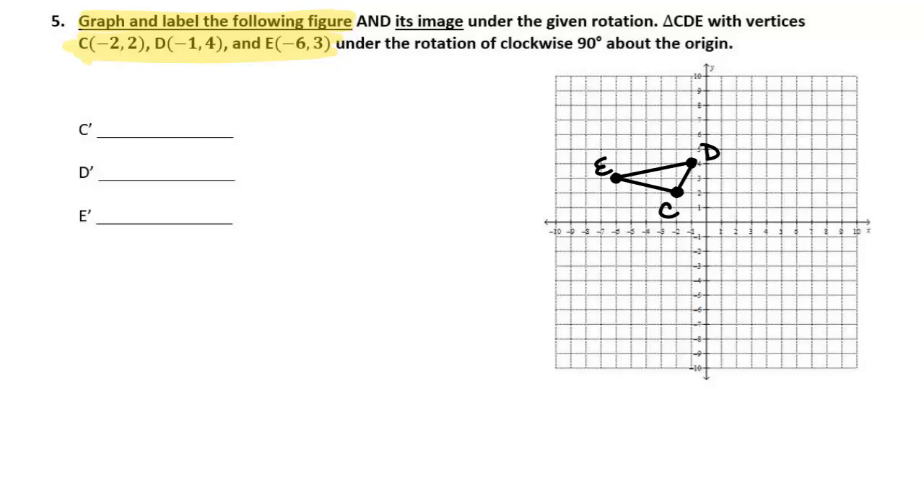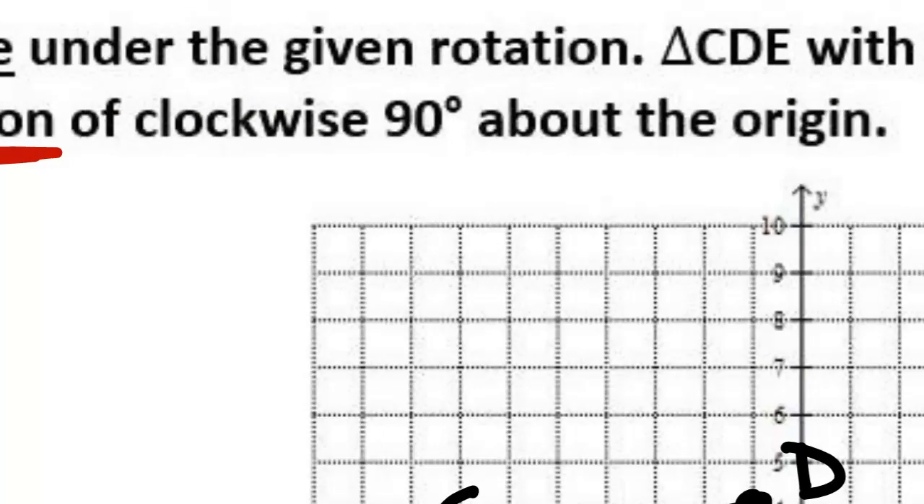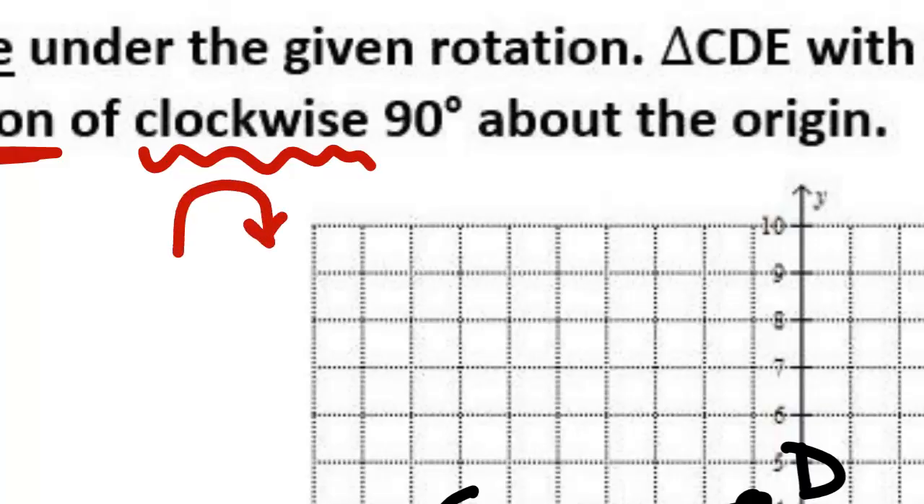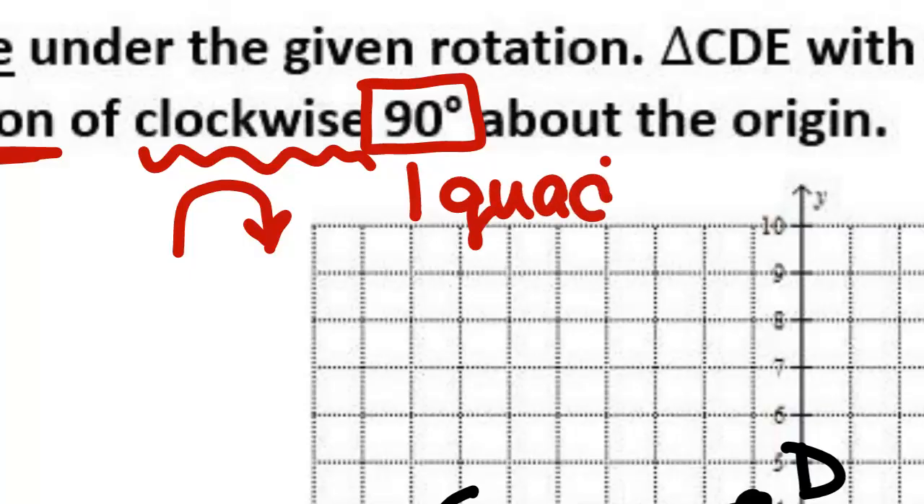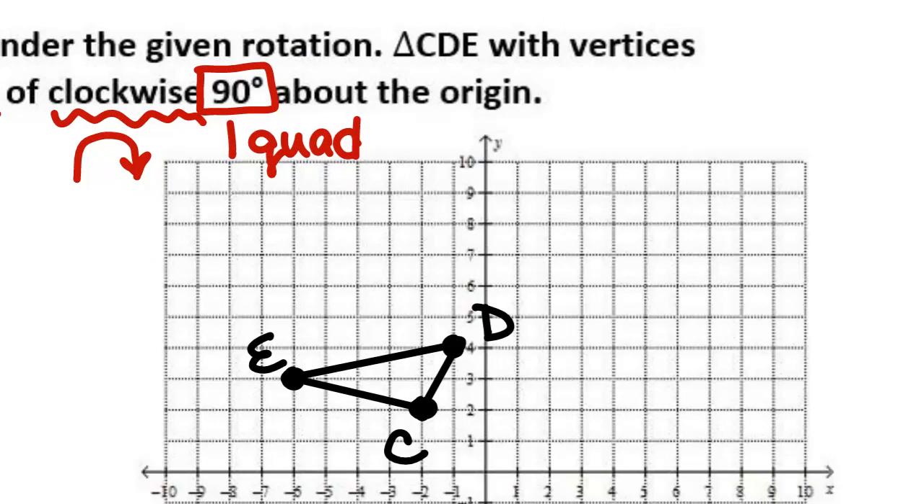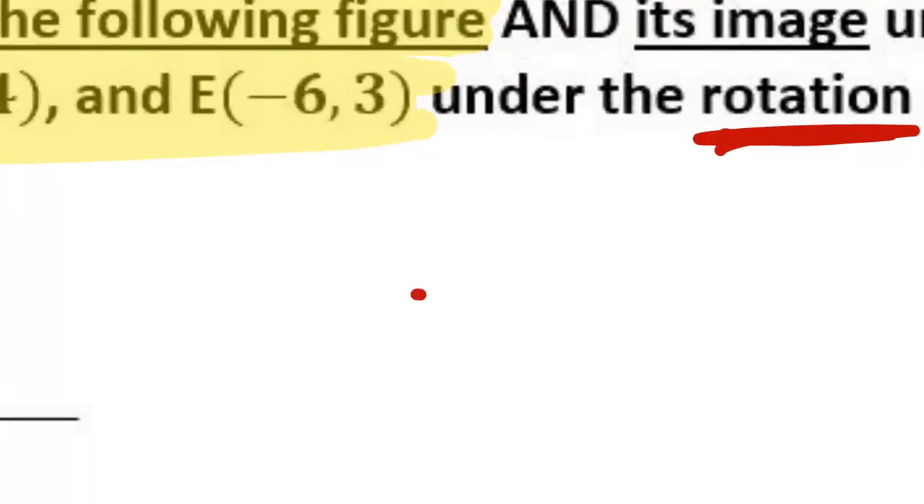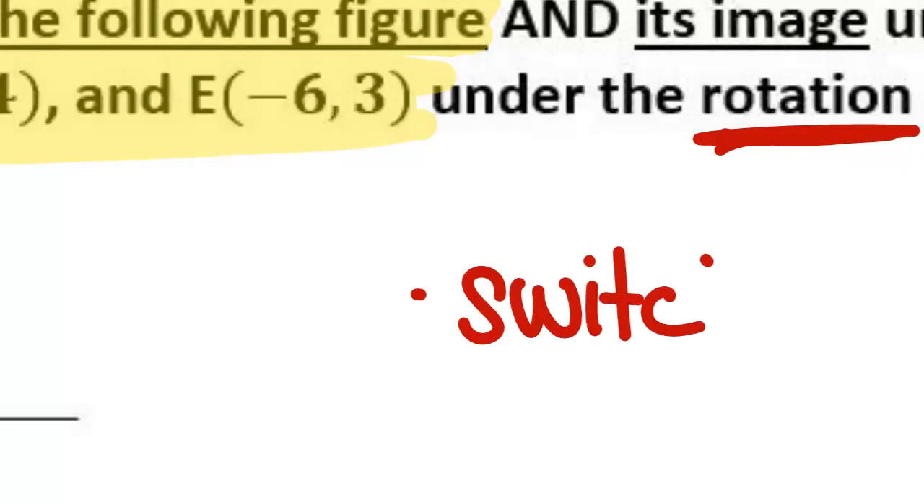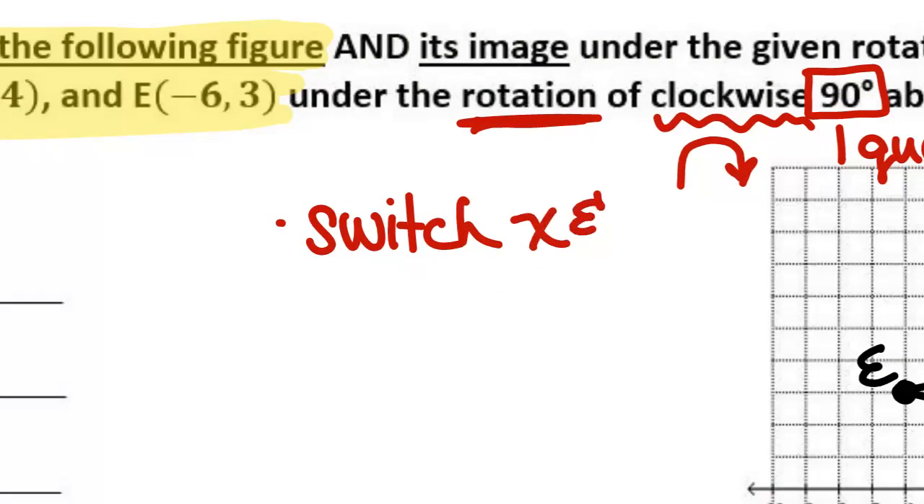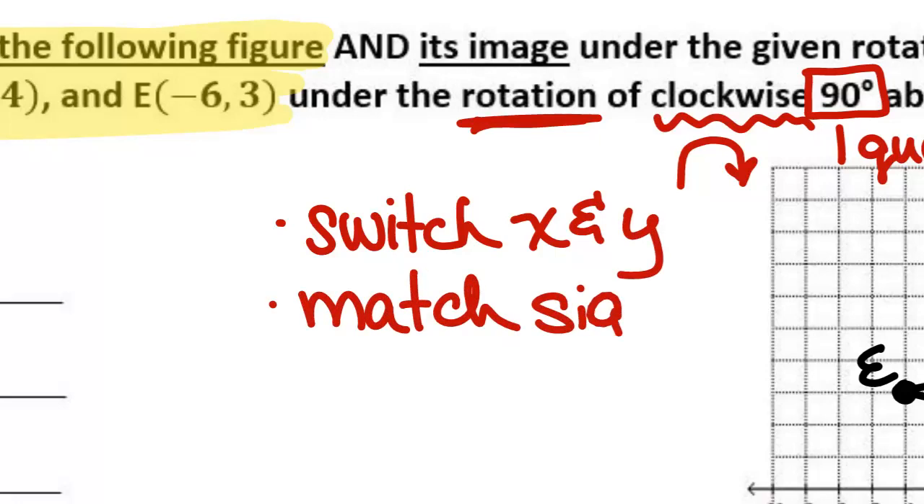It says we are going to rotate the triangle clockwise, that's this way, 90 degrees, so 1 quadrant. So my triangle is going to come around into this quadrant over here, which has positive x's and positive y's. So we need to switch x and y. And then we need to match the signs to the quadrant.